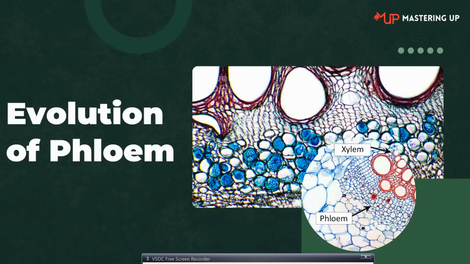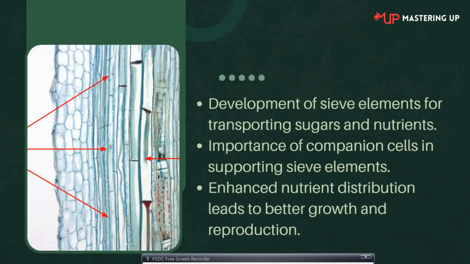Now let's go to the evolution of phloem. The development of sieve elements for transporting sugar and nutrients occurred first. After that came the importance of companion cells in supporting sieve elements. First, sieve elements formed. In the sieve elements, pores were present and food was transported that way. Now, since the sieve elements are present, something needs to support them so that when the food travels, they won't break. That's why companion cells formed.